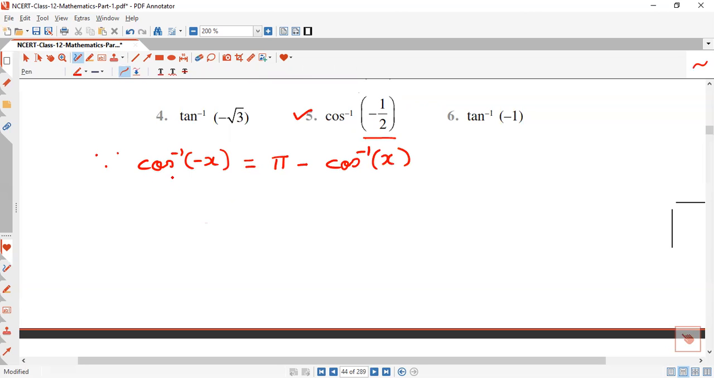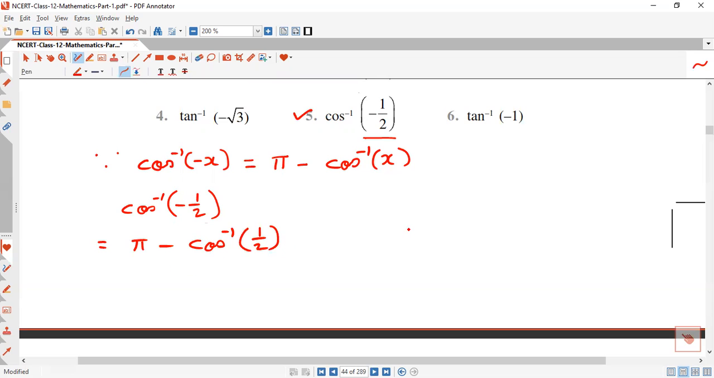Okay. The formula is different. Now in sine this is easy. In cos inverse, minus x equals pi minus cos inverse x. So cos inverse minus half becomes pi minus cos inverse half.